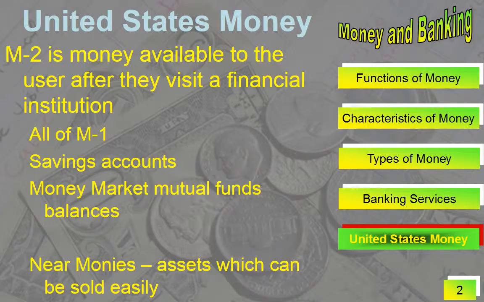Now another asset, which is actually in M3, are assets which can be easily sold. And these are called near monies. For example, diamonds, precious metals, stocks, where it doesn't take very much: you could sell it and then you'd get the cash. It's not quite M2. It's in the M3 category. But again, these are assets, and again, economists take a look at these numbers.